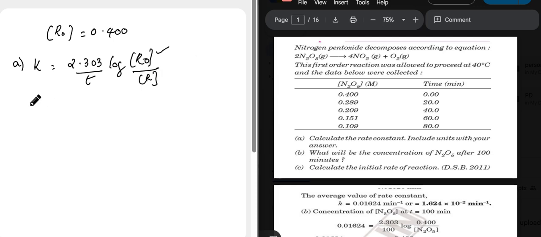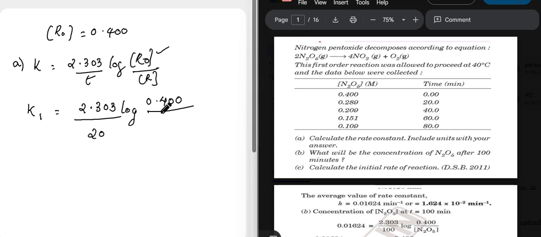R0 is 0.400. Then suppose I am taking the time as 20 minutes, in this equation I have to substitute time as 20. Log R0 is always the same, 0.400, and since I have taken time as 20 minutes, the corresponding concentration R will be 0.289. I am not solving the question here. When you divide, you will get a value, and we have to find that value's logarithm. Actually in the question paper it will be given. Then you multiply, and you will get a value for K1.